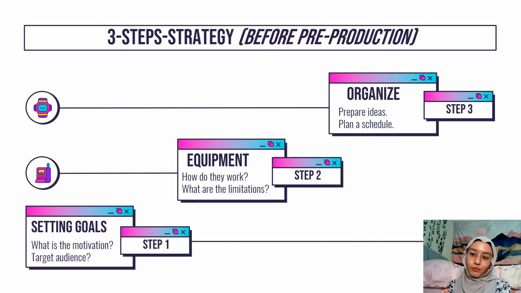Okay? And then we move to step 2, which is equipment. You must know your equipment. How do they work? What are the limitations? And so on. And lastly, step 3 is to organize.